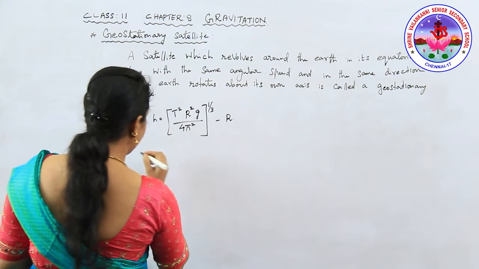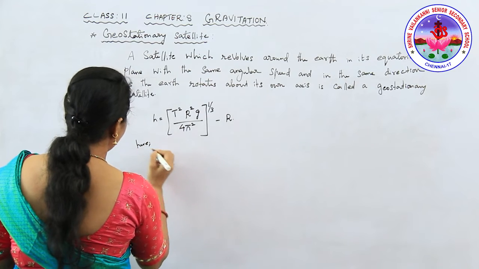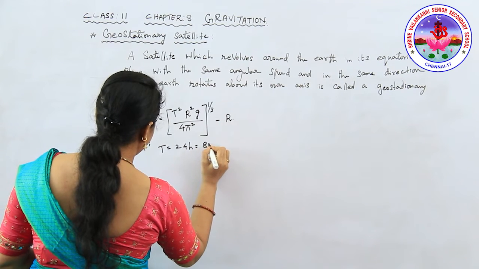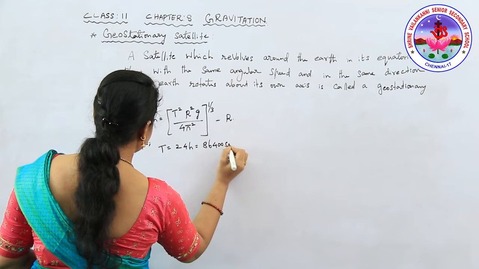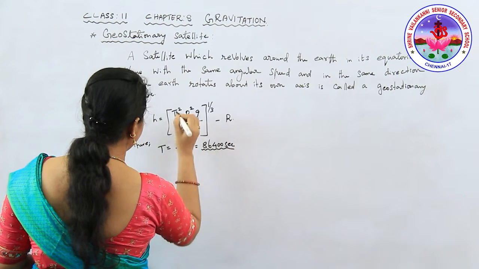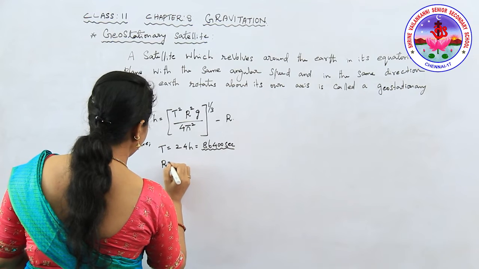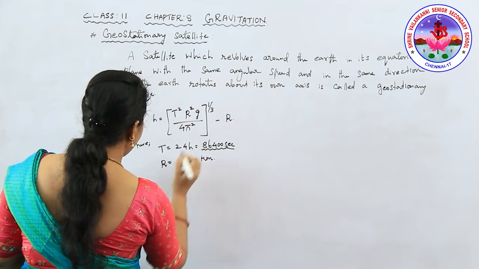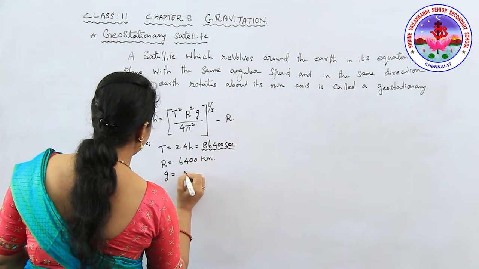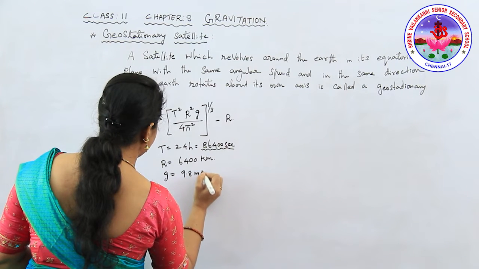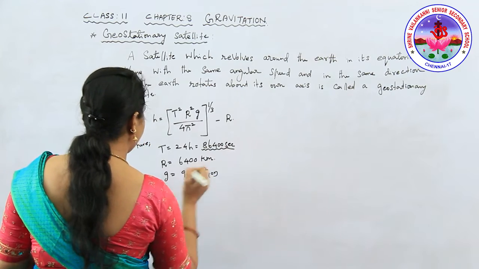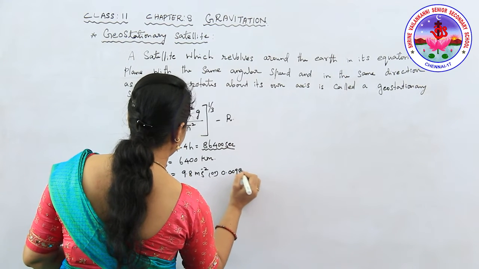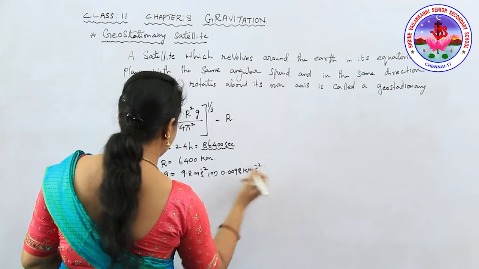Okay, the values we can write here. We know that T is equal to 24 hours, so converted that means 86400 seconds. This is for the time period. For the radius of the earth, R is equal to 6400 kilometer, as we know, and the g value you know very well, 9.8 meter second power minus 2. Or we can convert it into kilometer, then we will get 0.0098 kilometer second power minus 2.